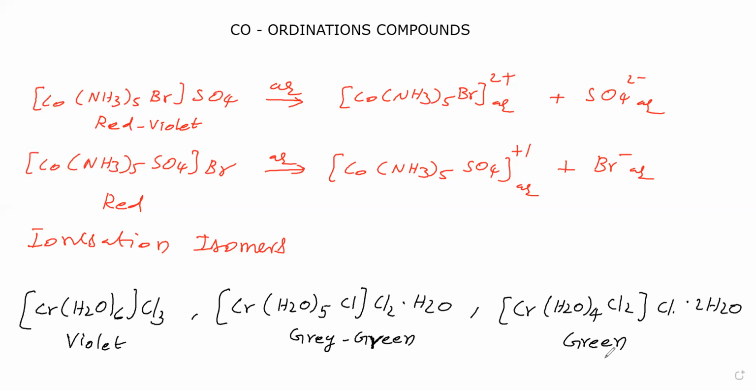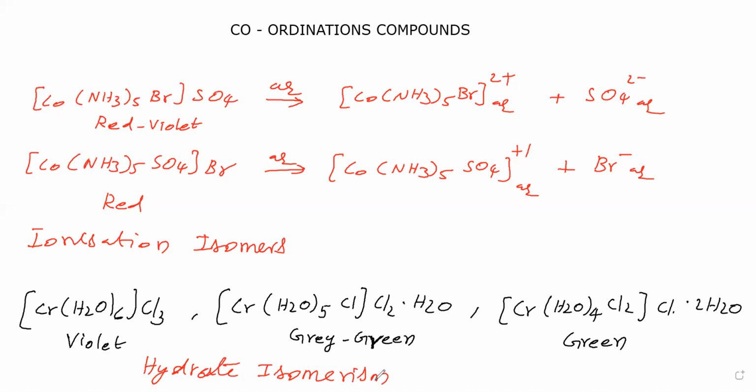Then we will see coordinated water molecules. Here 6 water molecules are in coordination with the chromium. Here coordinated water molecules 5. Here coordinated water molecules 4. The numbers of coordinated water molecules are different. The molecular formula is the same. Like this, we will call these hydrate isomers. So this is called hydrate isomerism.